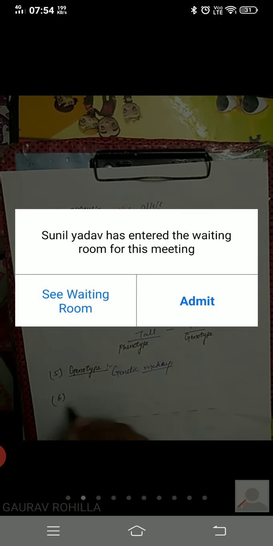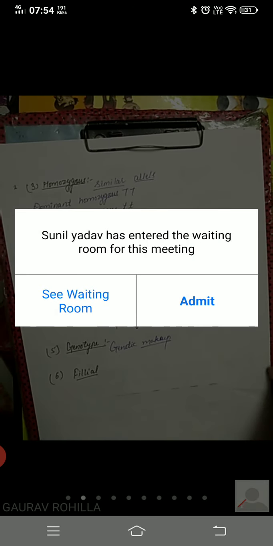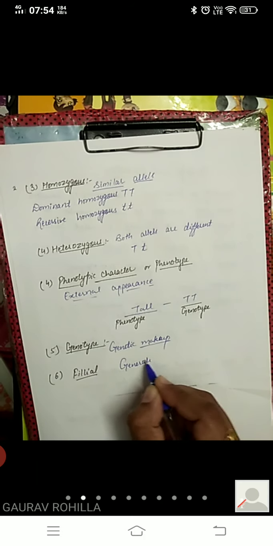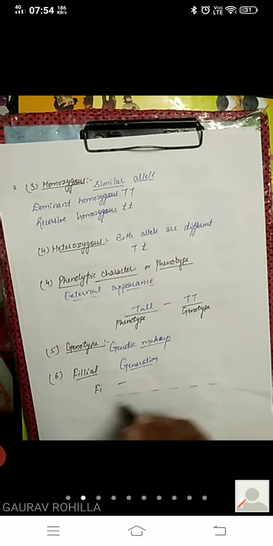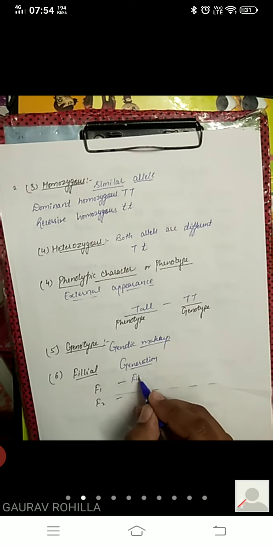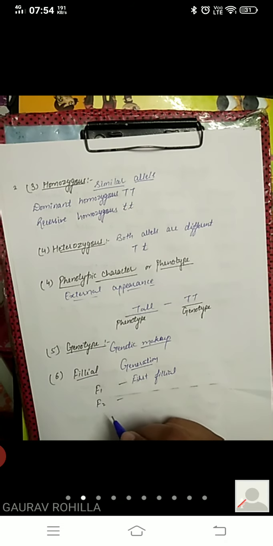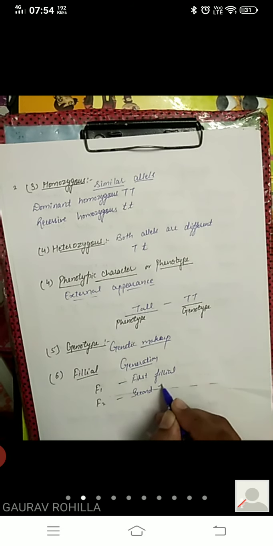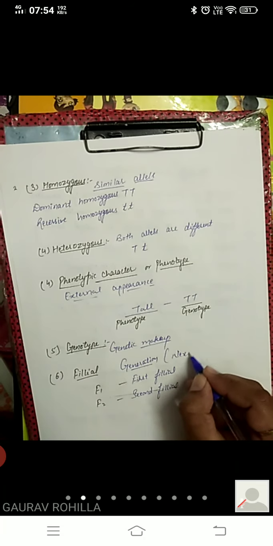Next term we used here is filial. Filial means generation. For example, we use F1 or F2, meaning first filial or second filial. Or we can say here generation means next generation.